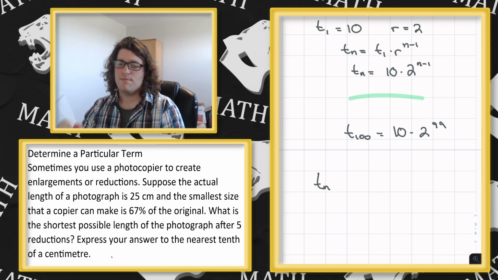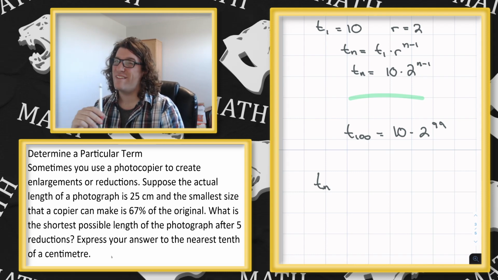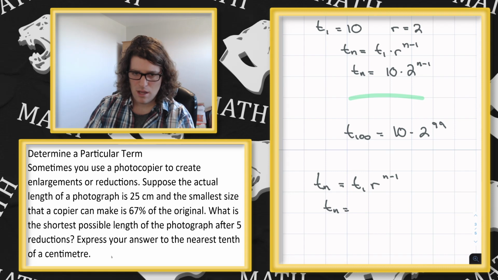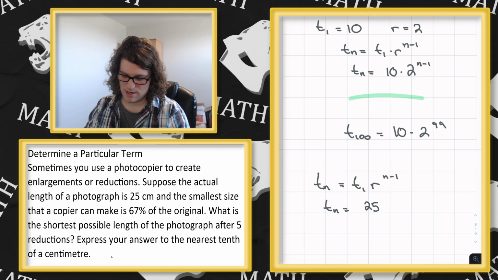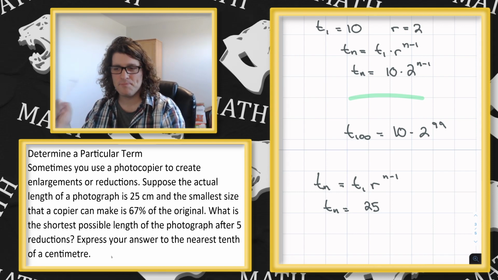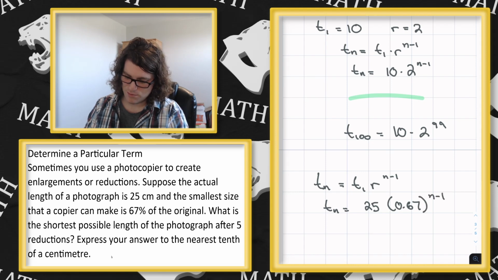But you want to be able to identify whether the number in the problem is actually the term number or if it's something different. So let's go ahead and say Tn is equal to T1 r to the n minus 1, which means in this case Tn is equal to 25 centimeters. I'm just going to use centimeters as the unit. I could write in centimeters, but I'm going to be a little bit lazy math-wise. Just write down the number and say that is multiplied by 0.67 to the power of n minus 1.